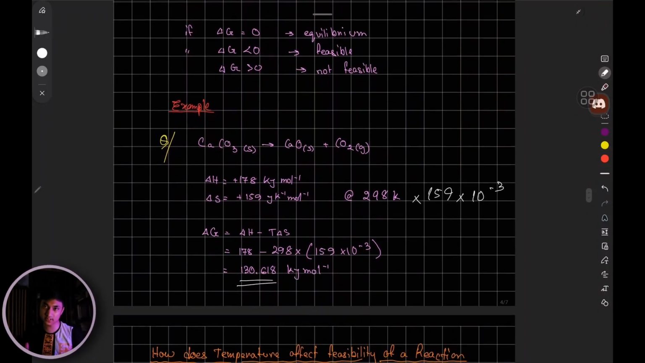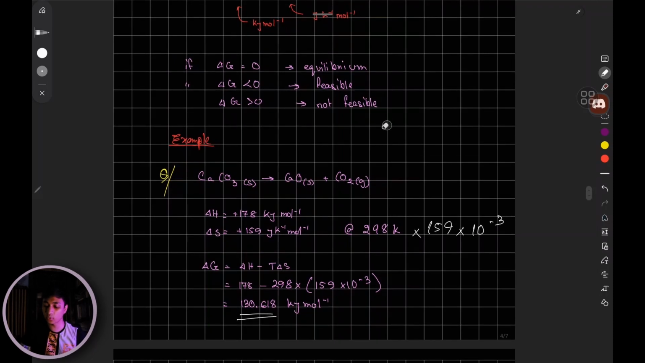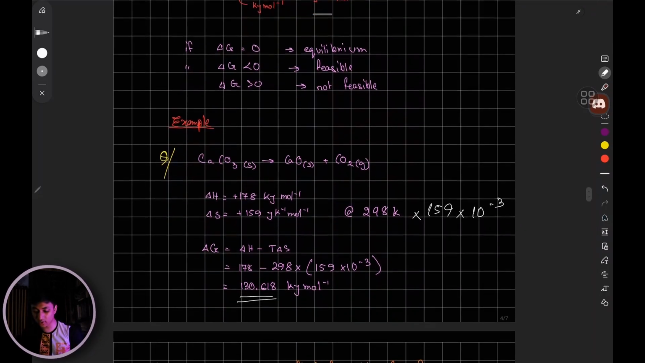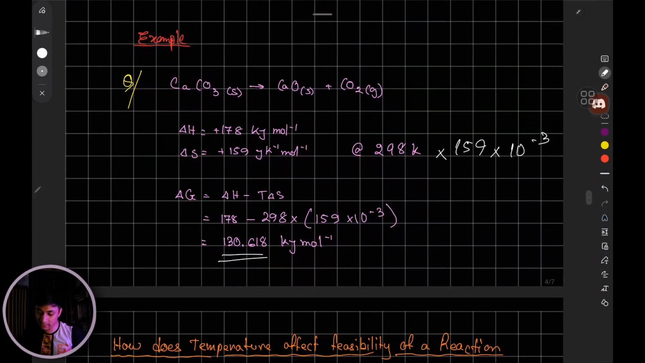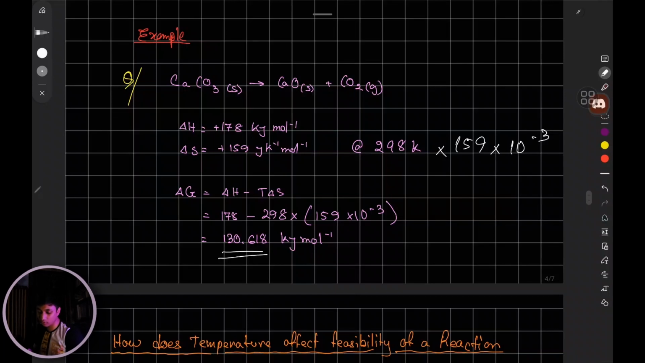Is the reaction going to take place? No, since it is positive. What can you do though? Over here, what you can do is increase the temperature. So let's say if I increase from 298 to, let's say, 400 kelvins, that would result in a negative value. If you want to check it out, let's check it out. 400 times 159 into 10 to the power minus 3. That results in 63. Okay, so we need to increase it even more.